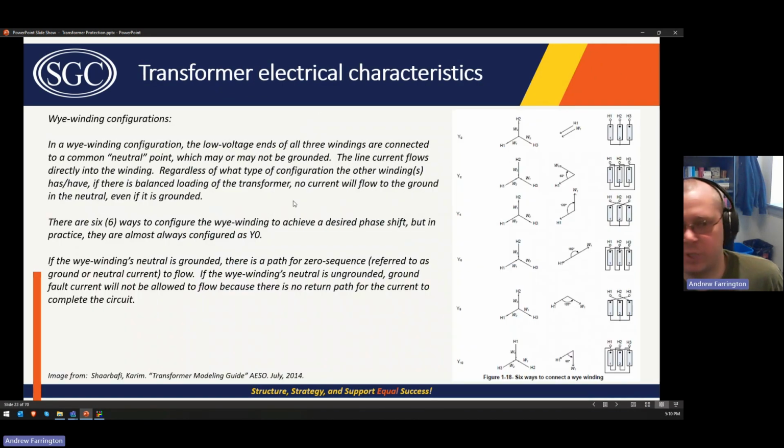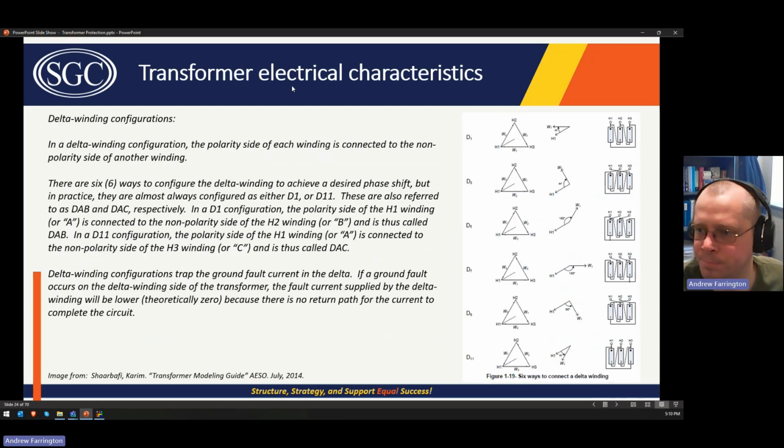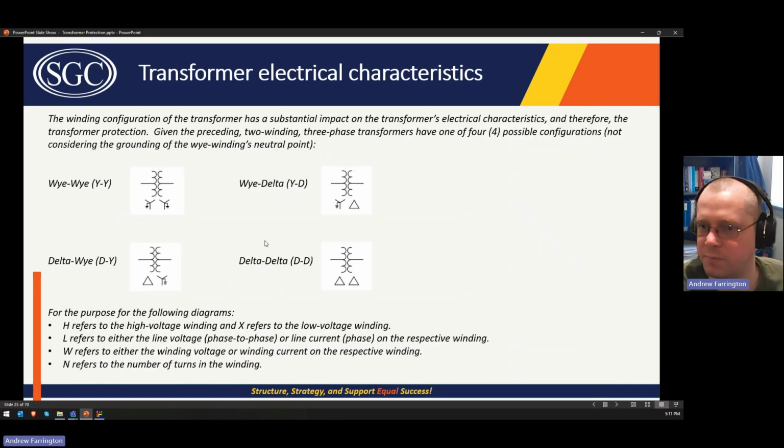So that's another way to tell if your particular transformer doesn't have a vector diagram on it, but it does show the windings, you can tell from that. And that's all explained here. I'm running out of time, so I'm trying to go fast.